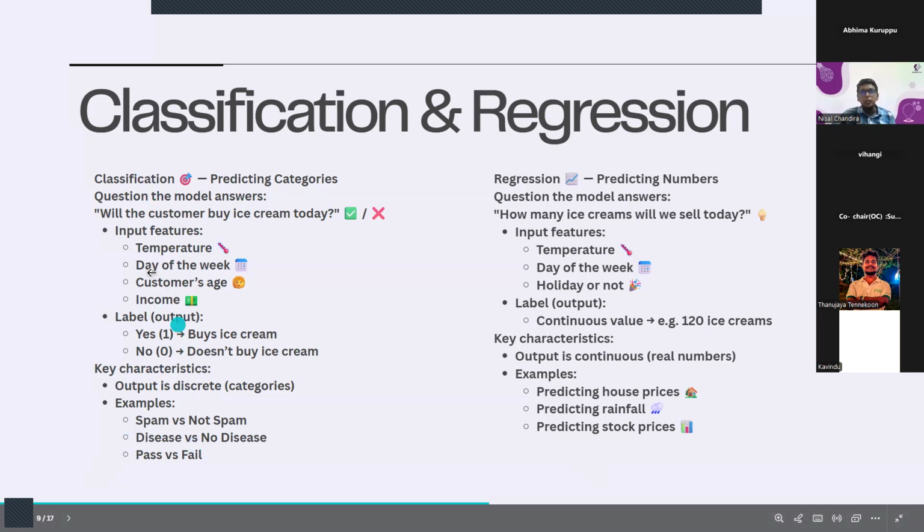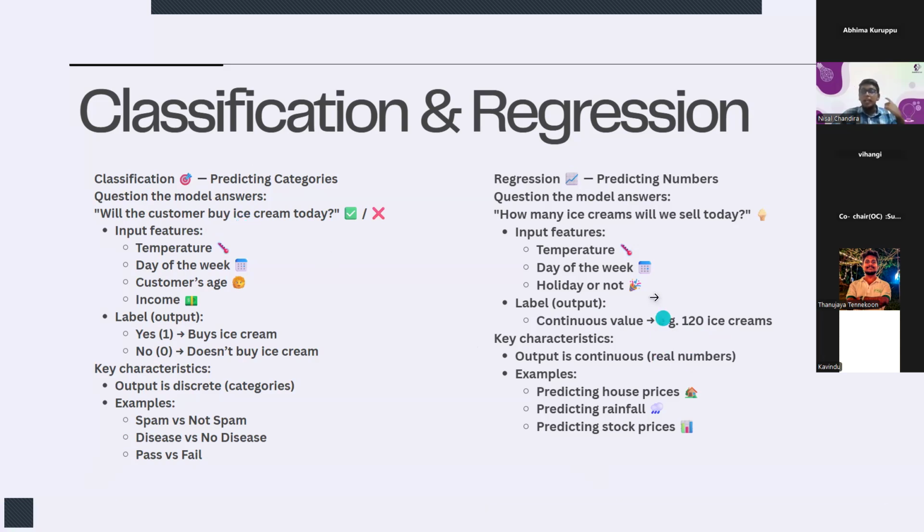In classification, you are asking whether the customer will buy ice cream today or not. In regression, you are asking how many. Here you are classifying whether he buys or not, and here you are predicting a number. That is what we call regression, and this we call classification.